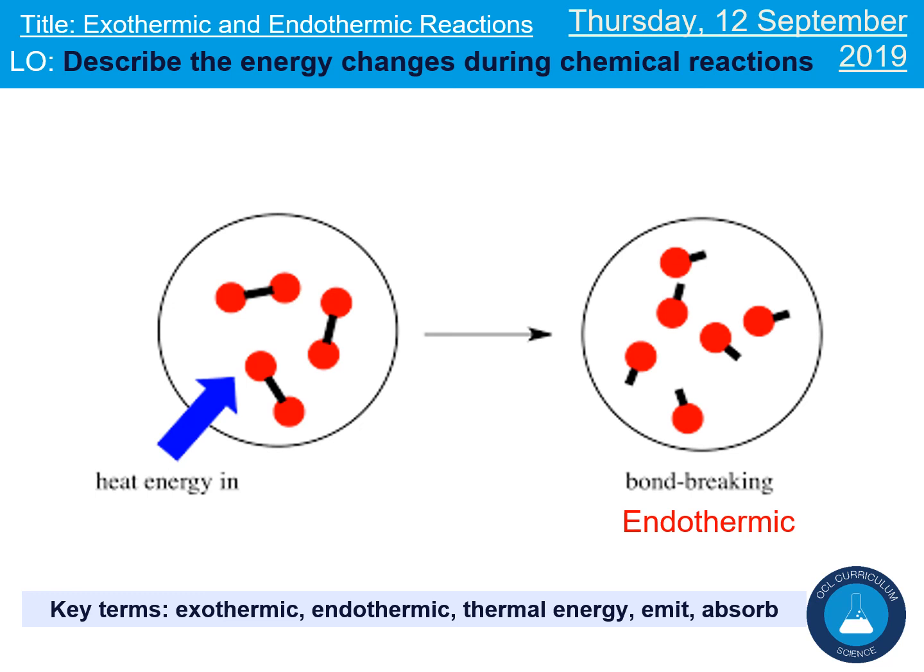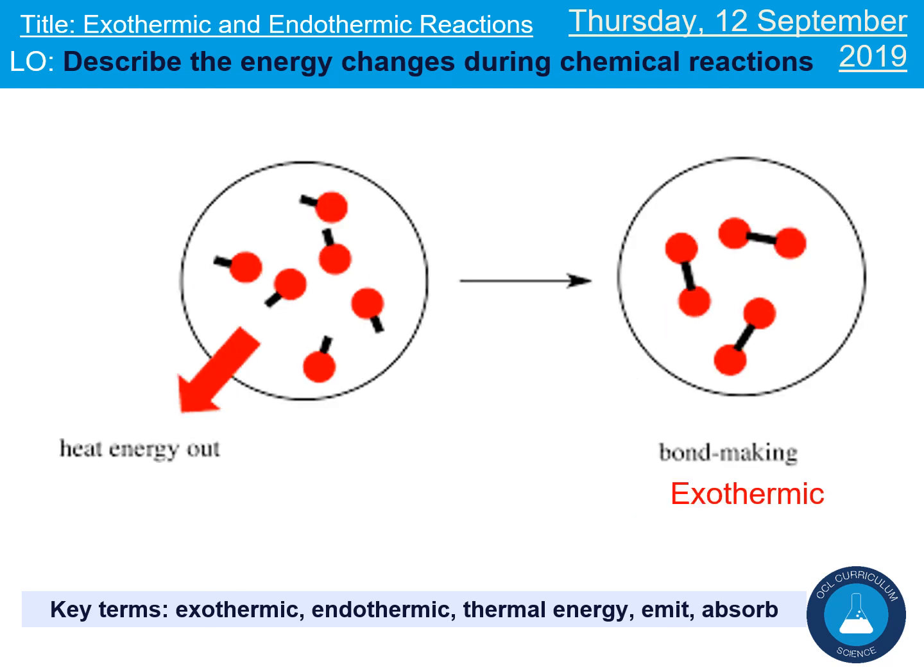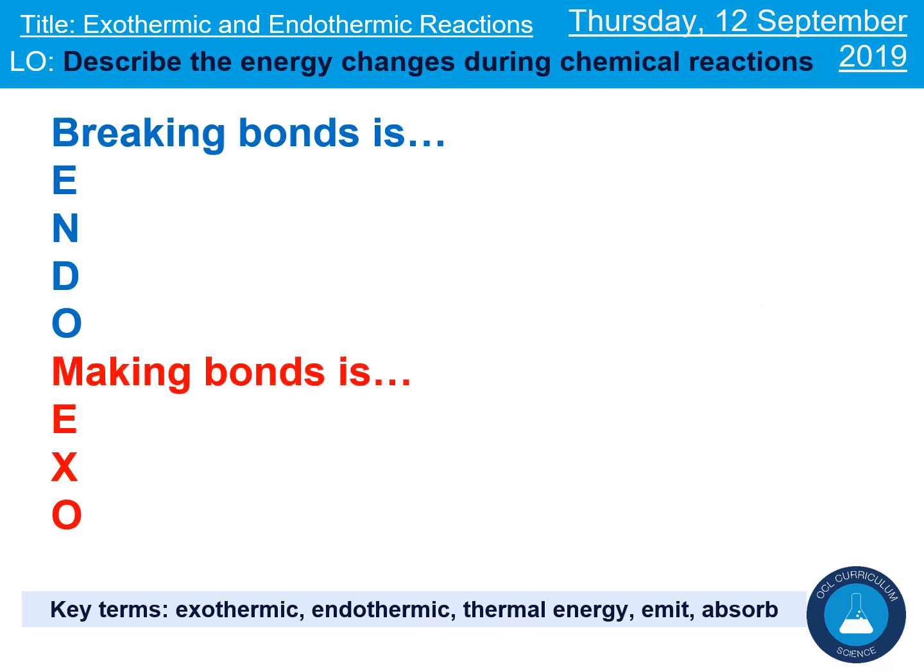As a higher tier student, you also need to be able to explain why reactions are exothermic and endothermic in further detail. The process of energy being taken in to break the bonds itself is an endothermic process, as heat energy is absorbed from the surroundings. When new bonds are formed, heat energy is released into the surroundings, so bond making is an exothermic process. We can remember this by using the acronym BENDOMEXO, where breaking bonds is endo and making bonds is exo.